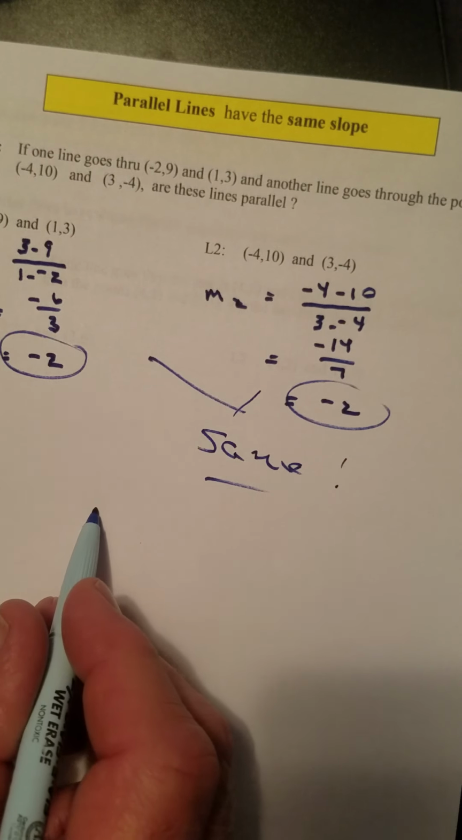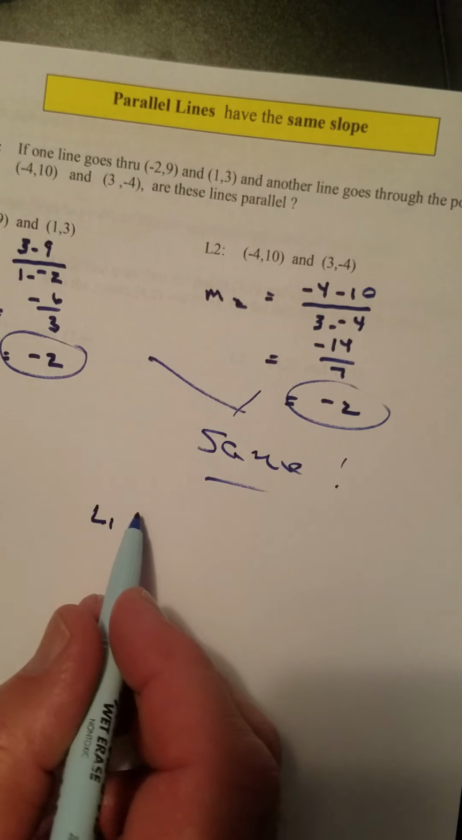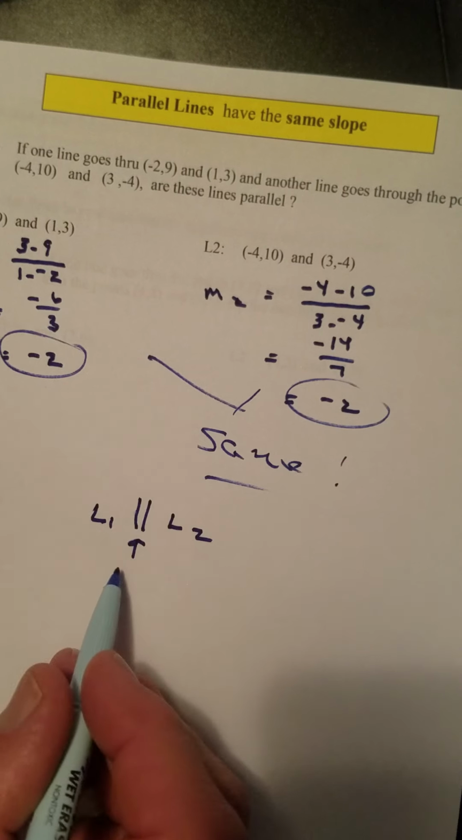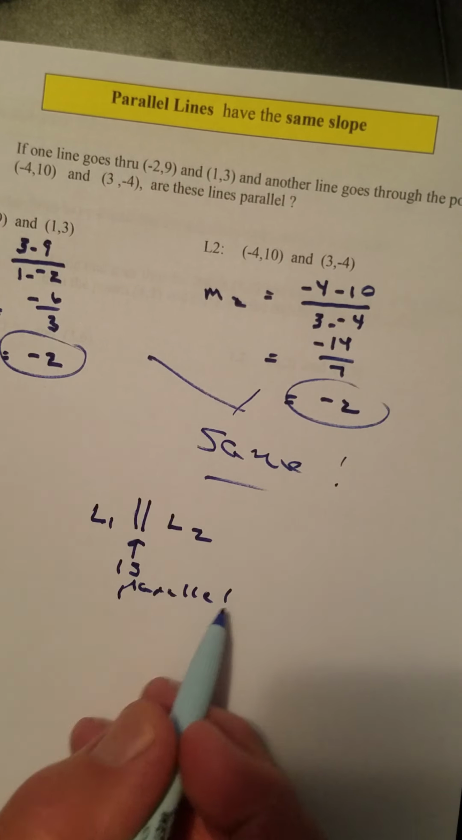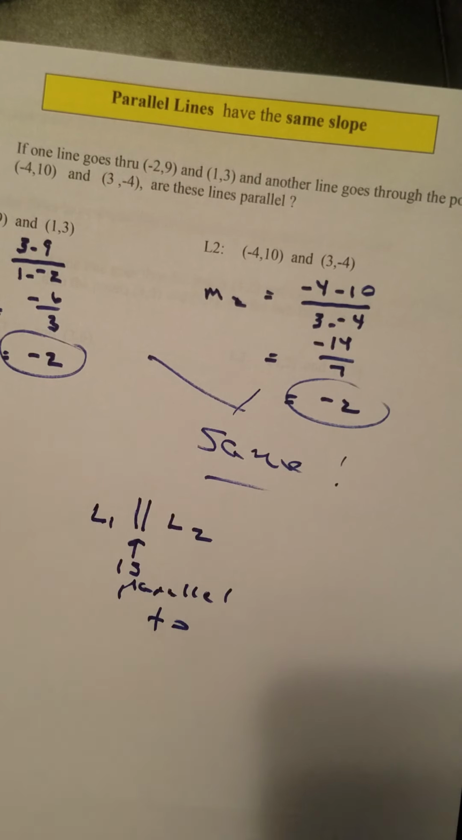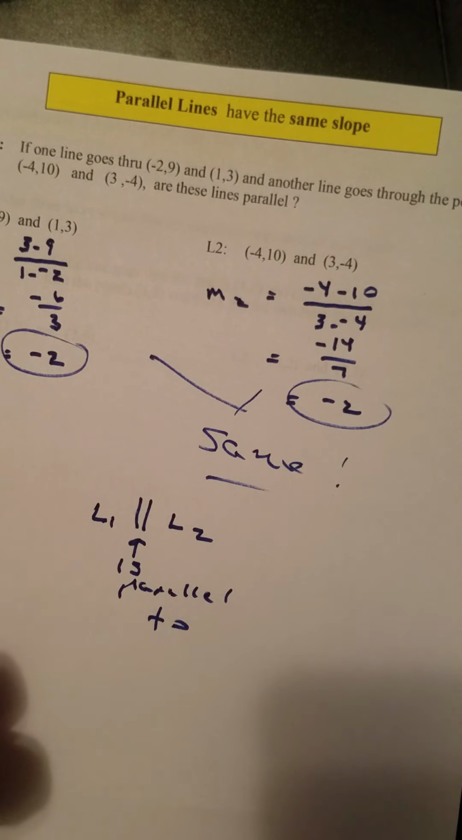That means L1, I'm going to put a symbol in here, that means parallel. L1 is parallel to L2. So that's how you check to see if lines are parallel, if you know some points that are on them. Okay, fine.